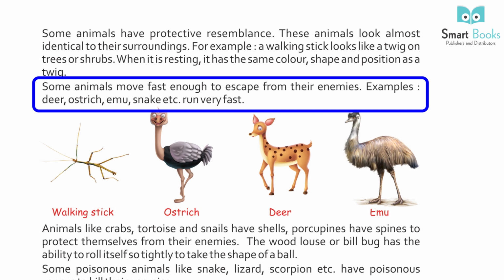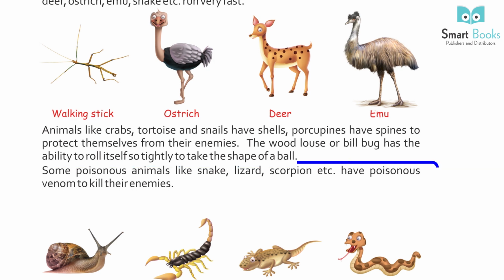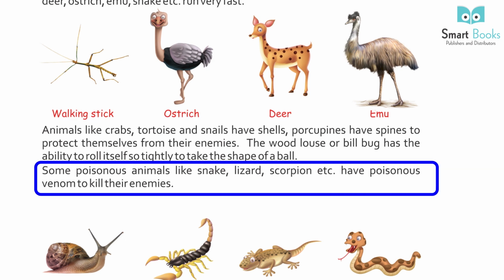They run very fast. Animals like crabs, turtles and snails have shells. Porcupines have spines to protect themselves from their enemies. The wood louse and bellbug have the ability to roll themselves so tightly as to take the shape of a ball. Some poisonous animals like snake, lizard, scorpion, etc. have poisonous venom to kill their enemies.